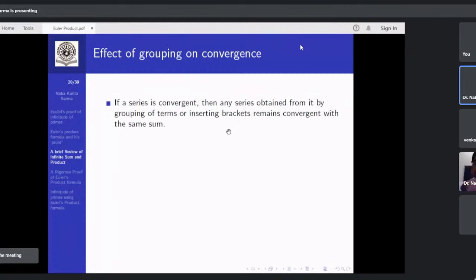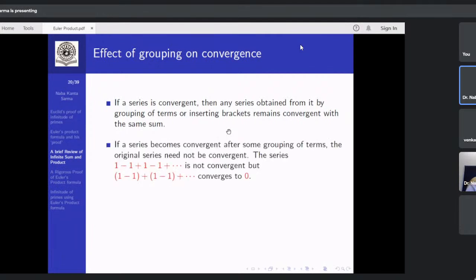So the question is, how does grouping affect the convergence of a series? The result is that if a series is known to be convergent in advance, suppose we know the series to be convergent, then you can group the terms in any manner, whatever you like. The resulting series will have the same sum. So grouping of terms does not affect the sum of a convergent series. So that is a very good result. As long as the series is convergent, you can group the terms in any manner you like.